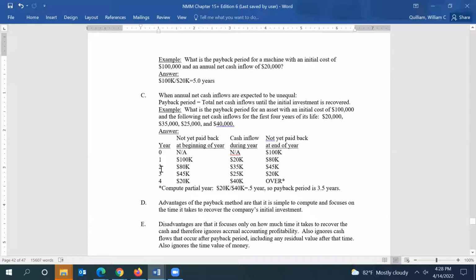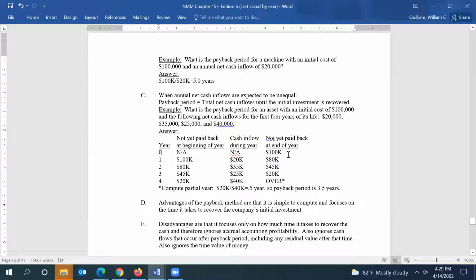So here's what I will do. Set up a little chart. Years, I'll put 0, 1, 2, 3, 4, because we're concerned about 4 years. 0 means right now. Then I will look at what has not yet been paid back at the beginning of the year. I will also look at the cash inflow during the year, and then what has not yet been paid back at the end of the year. So here at year 0, just starting things out, really beginning of year 1, not yet been paid back is not applicable. Neither is the cash inflow during the year. There is none. We're just starting out.